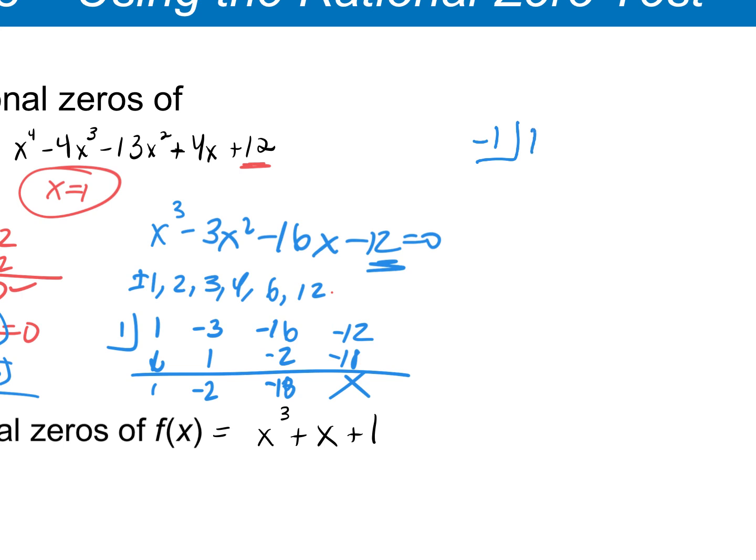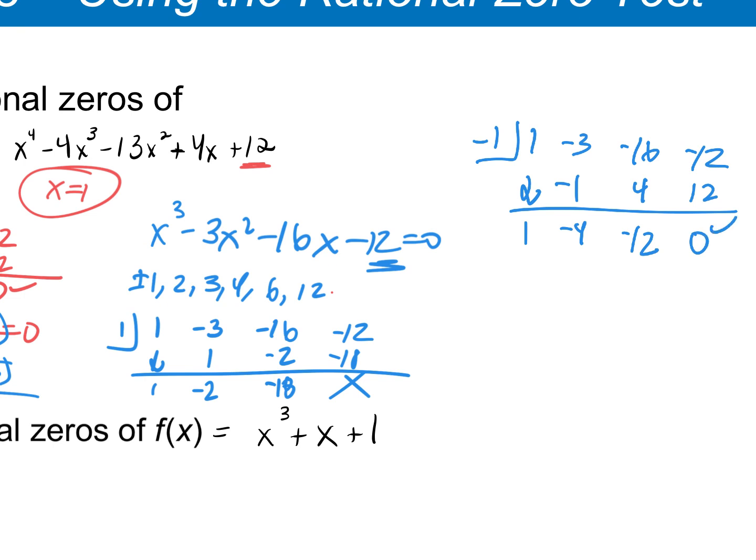So I have 1, negative 3, negative 16, negative 12. Bring down my 1. 1 times negative 1 is negative 1. Negative 3 and negative 1 is negative 4. Negative 4 times negative 1 is positive 4. Negative 16 and 4 is negative 12. Negative 12 and negative 1 is positive 12. I have a remainder of 0. So here we just proved that x equals negative 1 is a factor.